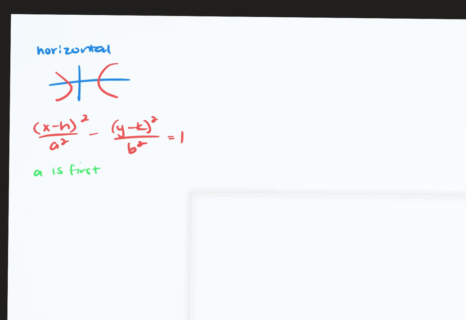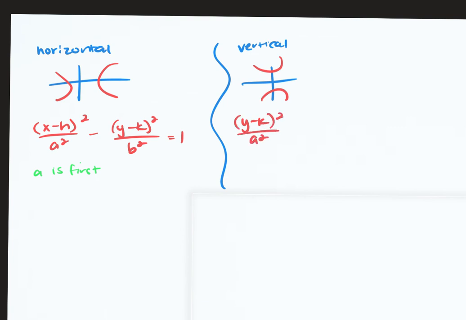Then for your vertical hyperbolas, these open up and down. This is (y - k)^2/a^2 - (x - h)^2/b^2 = 1. And again, a is first. So whichever variable comes first, whichever variable is positive, that determines which way your hyperbola goes.